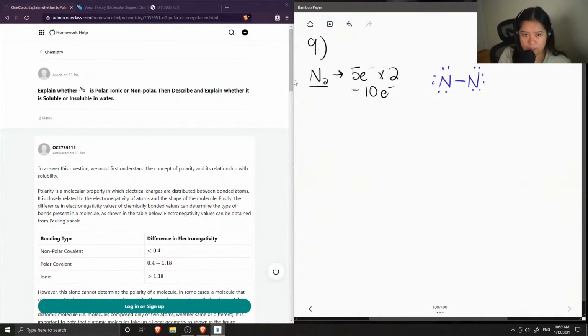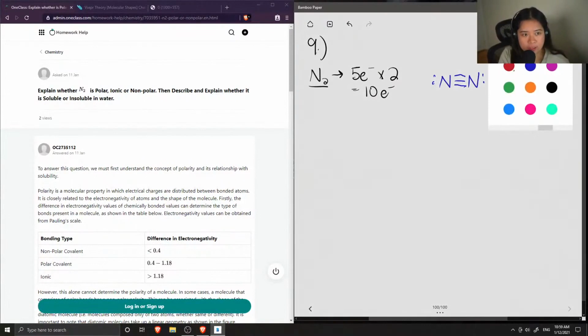So we already have 12, 13, 14. So let's bring a pair of electrons down to form a double bond. So now we have 1, 2, 3, 4, 5, 6, 7, 8, 9, 10, 11, 12. So we still have more electrons than we need. So again, let's form another bond. And now this should give us our Lewis structure of N2. It contains 10 valence electrons. The nitrogens have a full octet, and each has 1 lone pair.